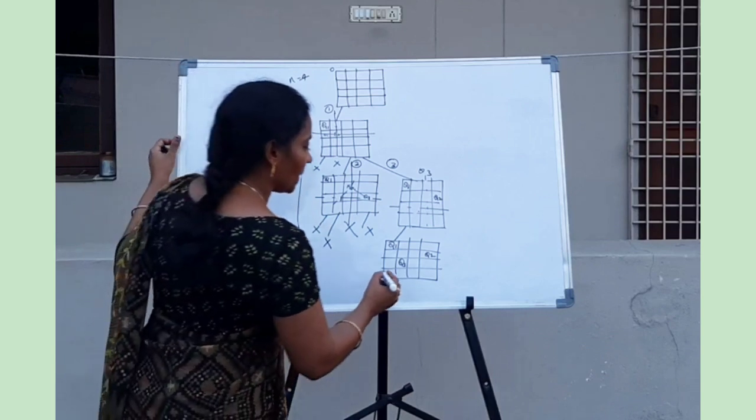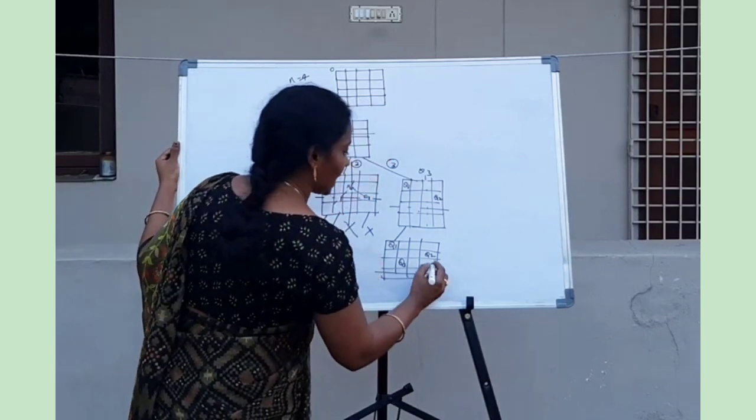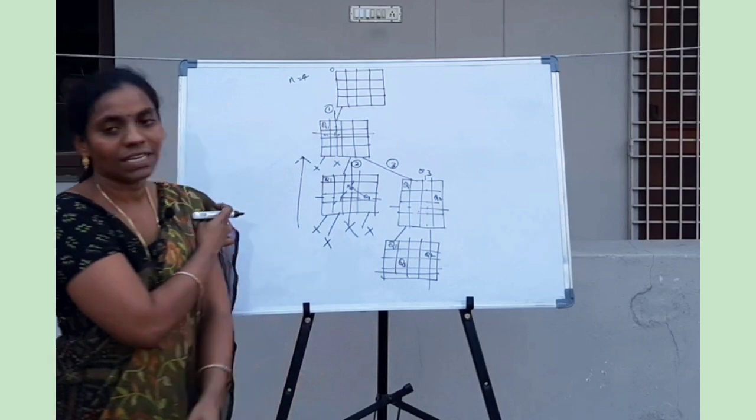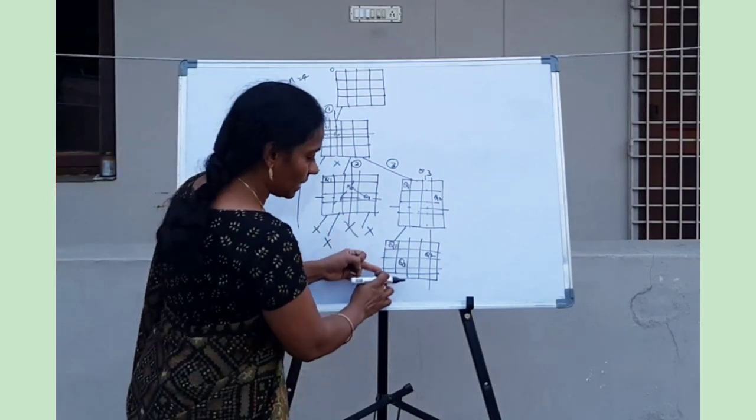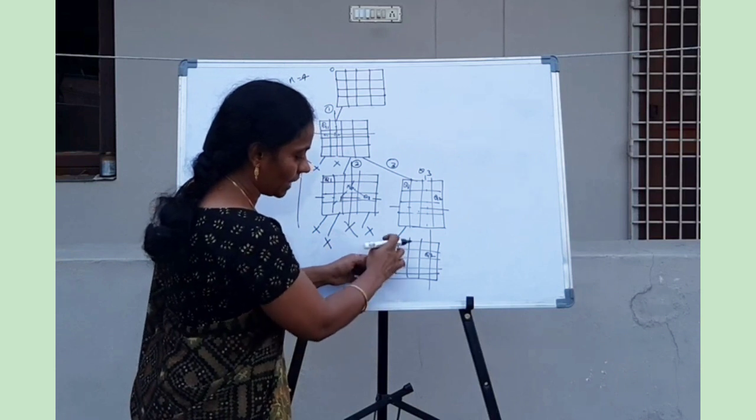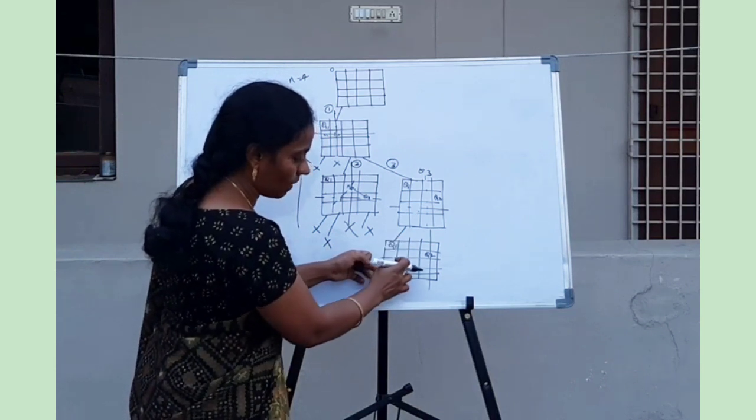What is the possibility we have? We have to place at these positions. So these are the positions where we have to check. We cannot place the fourth queen here because these two queens are attacked, and these two queens also attack.